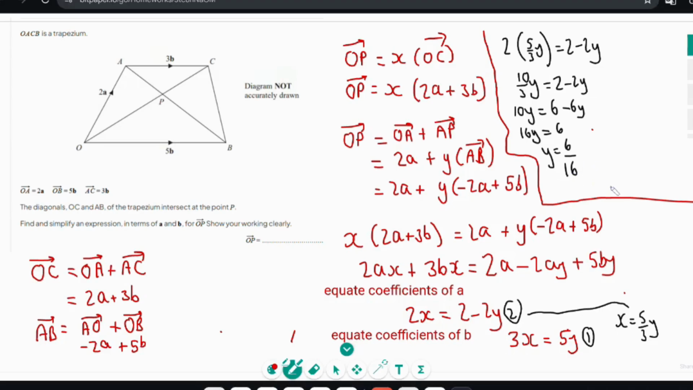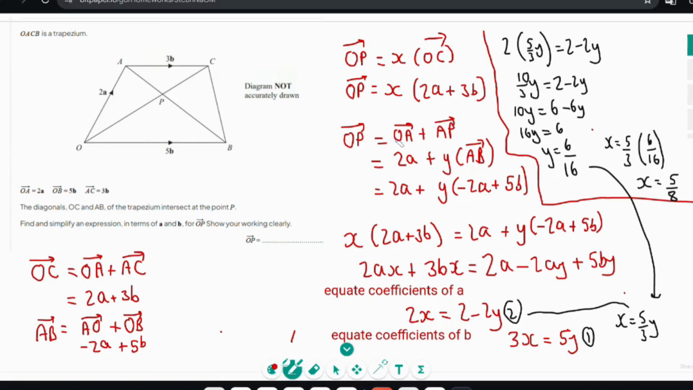I'm going to sub that back into here to find x. x is 5 over 3y, so x is equal to 5 over 3 multiplied by 6 over 16, which gives you x is 5/8. So now I know x is 5/8.